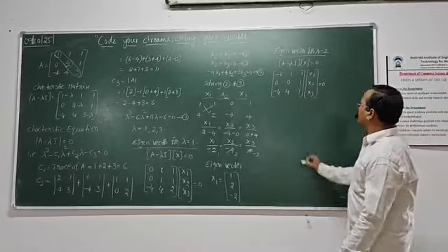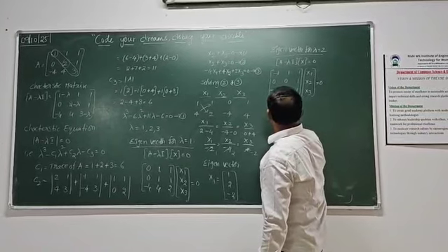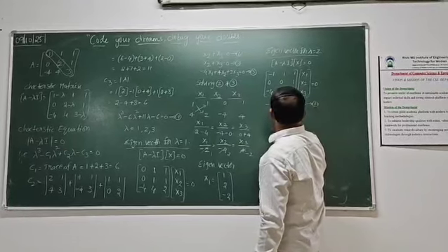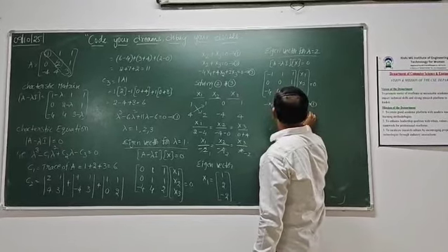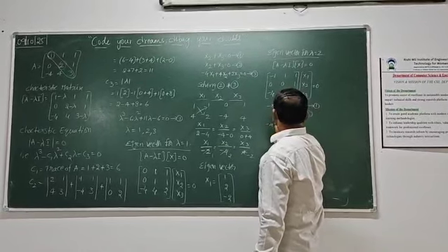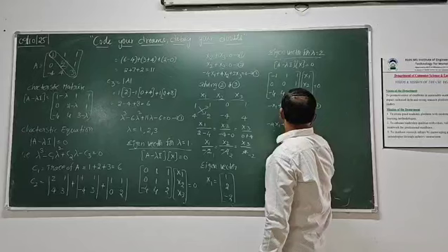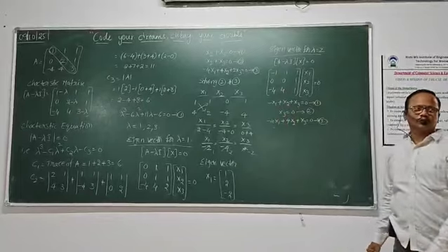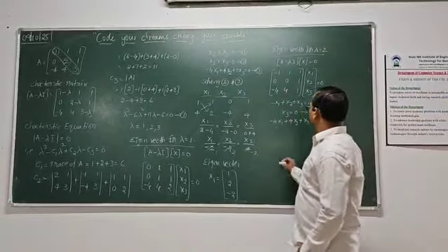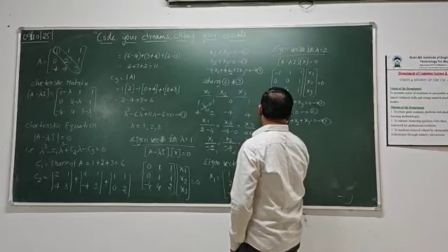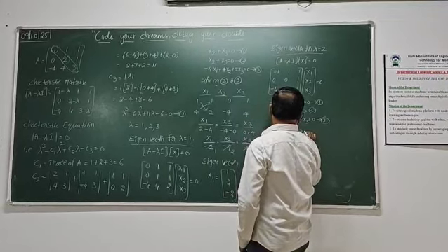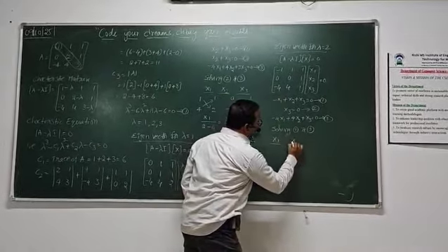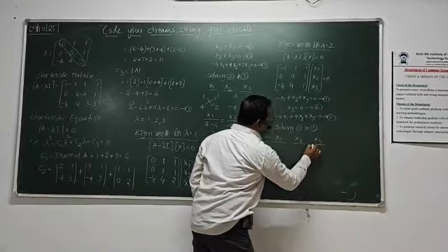Now write down the equations. Minus x1 plus x2 plus x3 equal to 0, this is equation 1. Equation 2 is x2 plus x3 equal to 0. Equation 3 is minus 4x1 plus 4x2 plus x3 equal to 0. So solving 1 and 3, we get the values of x1, x2, x3, using the cross multiplication method.